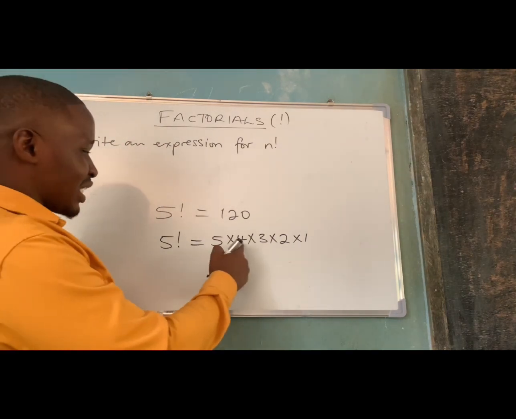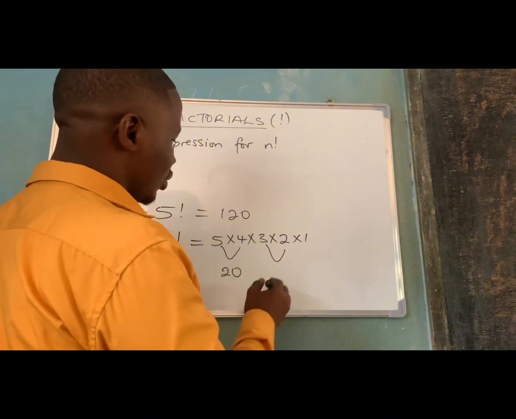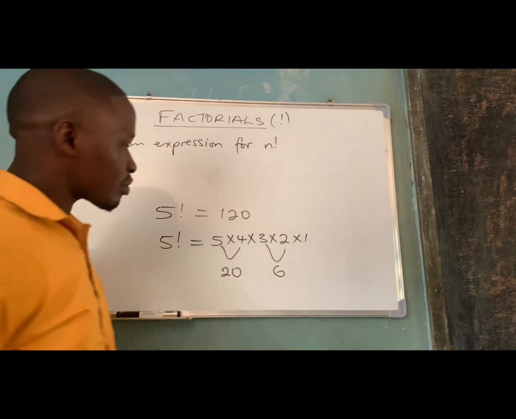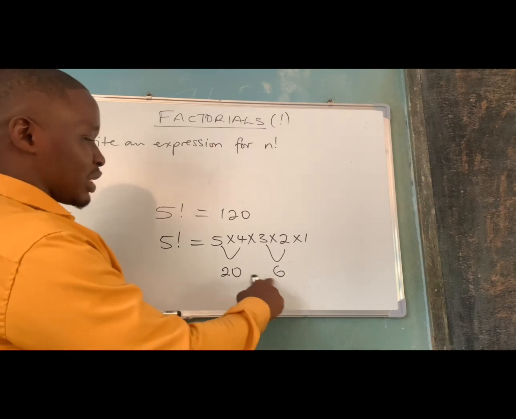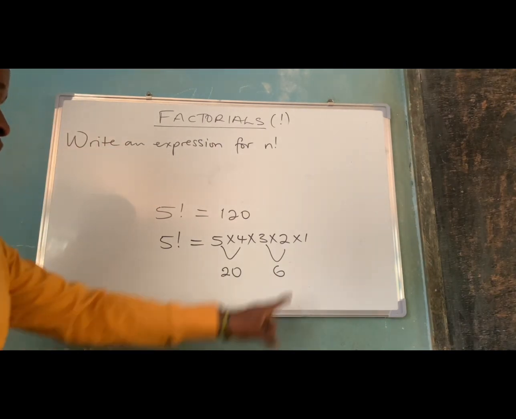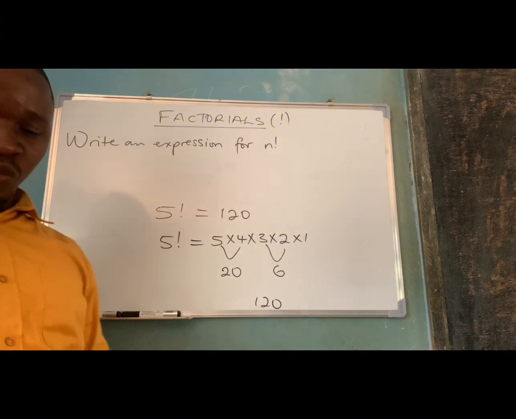If we say 5 times 4, we get 20. 3 times 2, we get 6. Then we get here what? 1. So 20 times 6 is 120. Times 1 is 120. So 5 factorial is equal to 120.